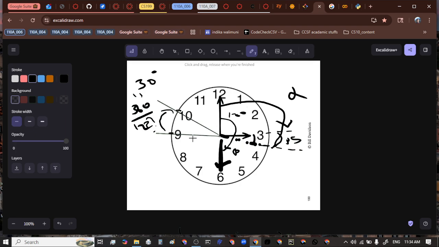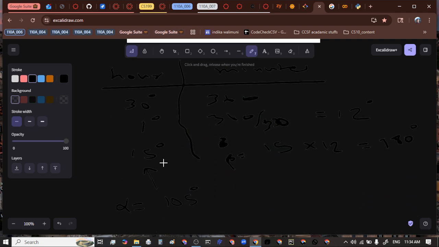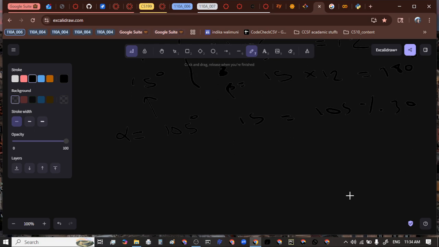So the alpha basically, that angle is going to be, so alpha, basically here 15 equals 105 modulo 30. Okay, and that gives you 15. And then to generalize this, to find a pattern, what you need is over here: alpha modulo 30 times 12 is going to be your answer.